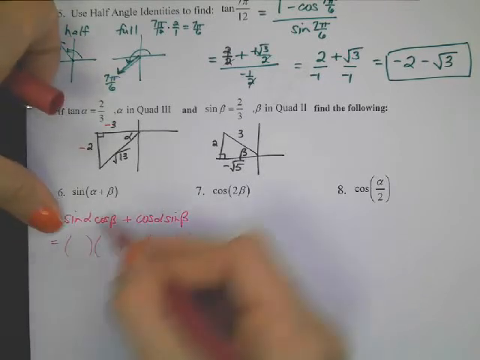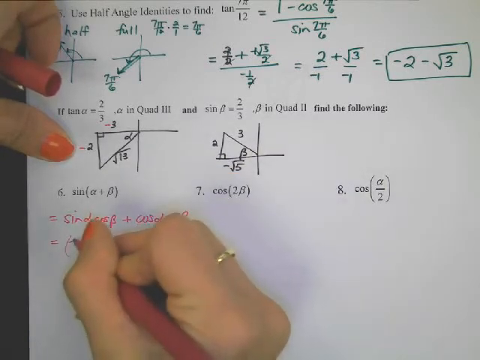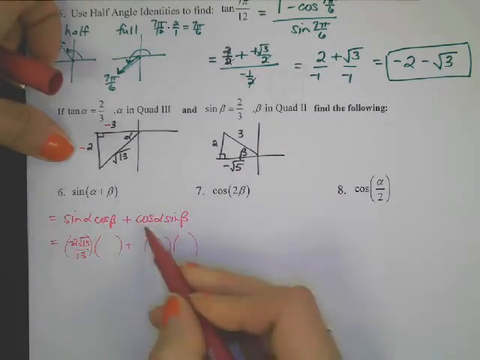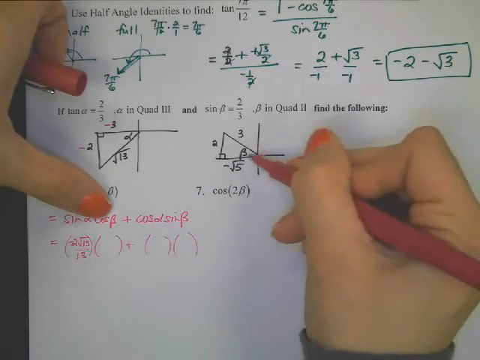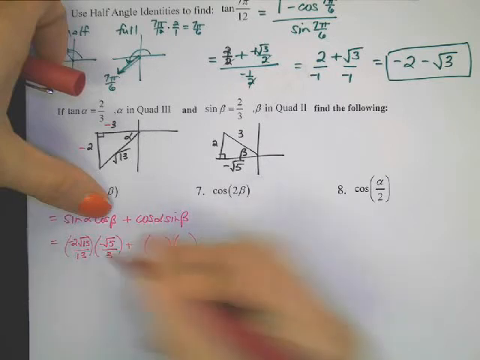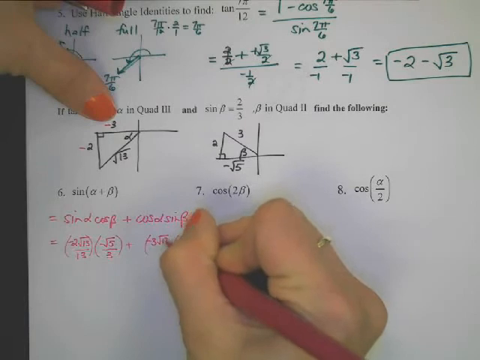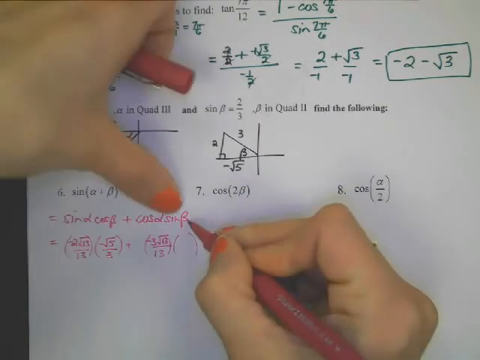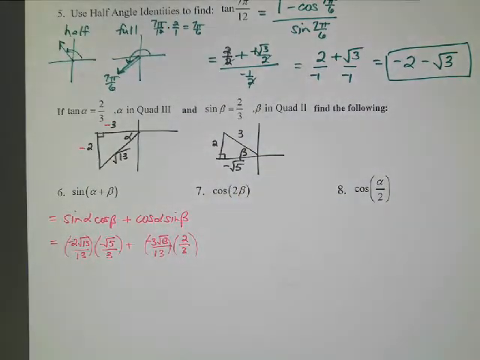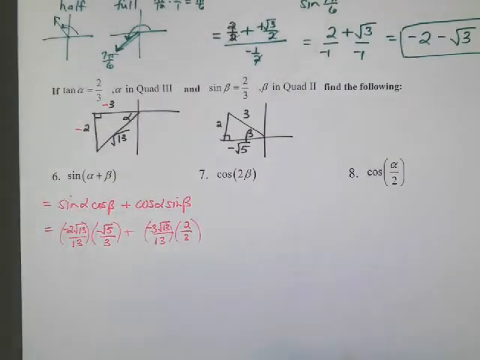What's the sine of alpha? Let's look at the alpha picture and say negative 2. Let's rationalize. Negative 2 radical 13 over 13. Cosine of beta would be negative radical 5 over 3. Cosine alpha is negative 3 radical 13 over 13. And sine of beta is 2 over 3. Well, the good news is at least we have common denominators. The bad news is these are getting pretty ugly.